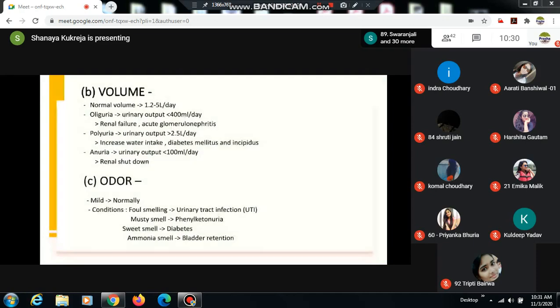Second is polyuria, in which a large volume of urine is produced and urinary output becomes more than 2.5 liters per day. This can be seen in underlying conditions like increased water intake, diabetes mellitus, and diabetes insipidus. Third is anuria, when the kidneys aren't producing urine, and the urinary output is less than 100 ml per day. This can be seen in renal shutdown, when the kidneys stop working and are not able to remove waste and extra water from the body, and also in acute renal failure, and the symptoms arise with swelling due to fluid retention. Third is odor.